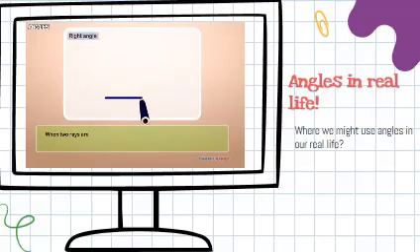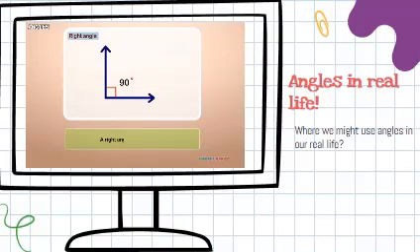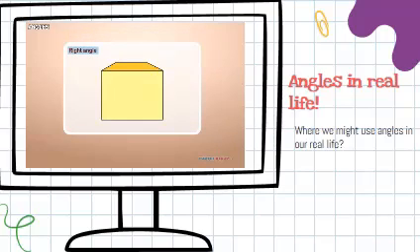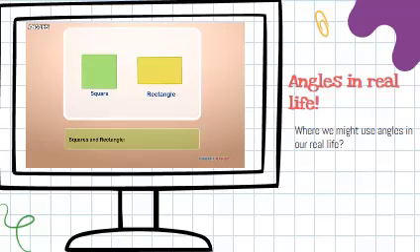When two rays are perpendicular or making an angle of 90 degrees with each other, they are said to form a right angle. A right angle is exactly 90 degrees. Right angles are often shown with a box in the corner. That lets you know that it's exactly 90 degrees. Squares and rectangles are formed using right angles.